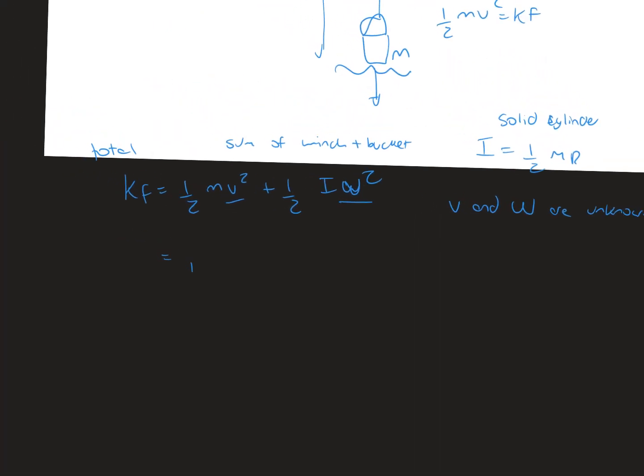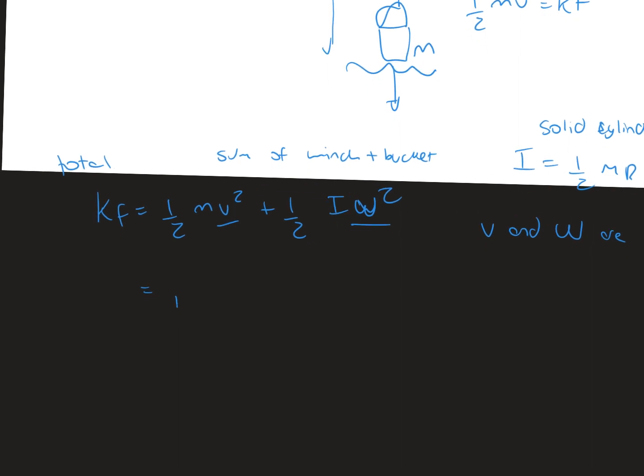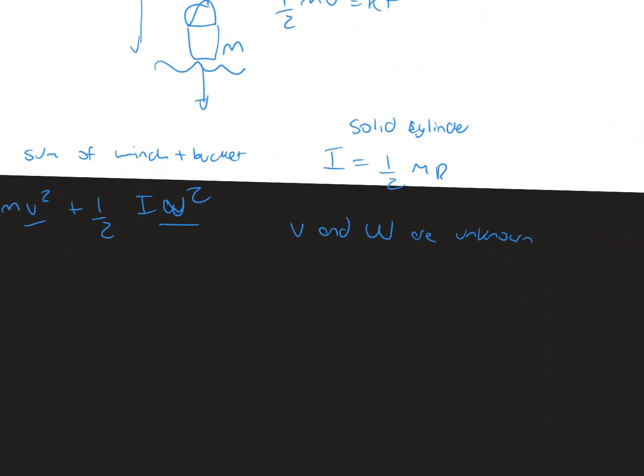So to find the total final kinetic energy, we will have to do the sum of both kinetic energies from the winch and the bucket. So we have 1/2 mass times velocity squared plus 1/2 moment of inertia times its angular velocity squared. The good thing is that we can rewrite the moment of inertia as 1/2 times the mass times the radius squared.